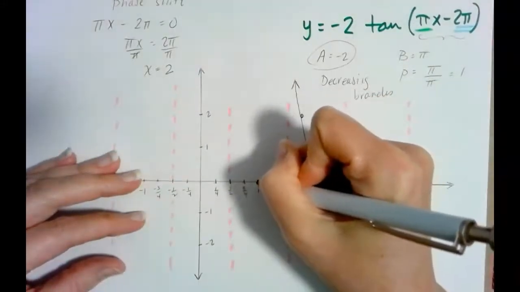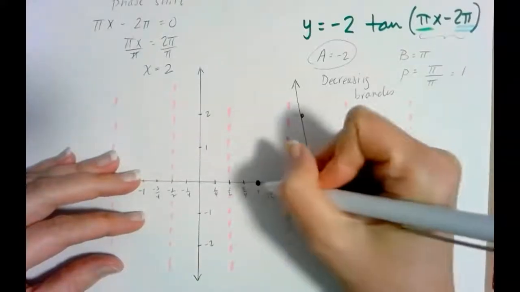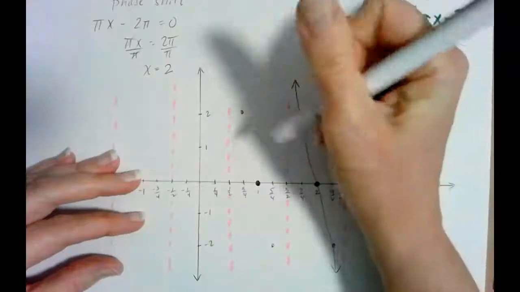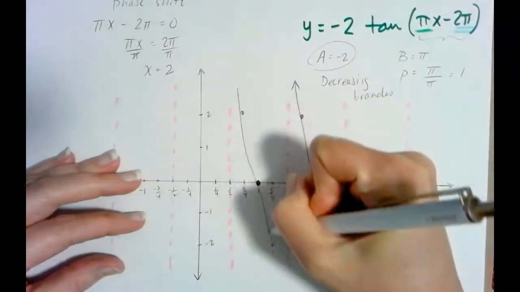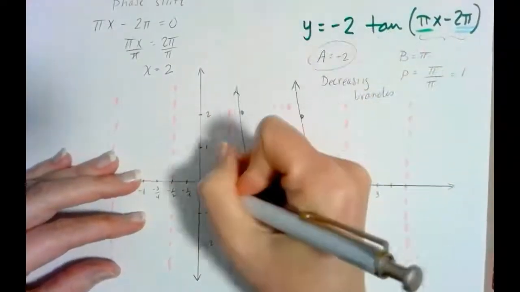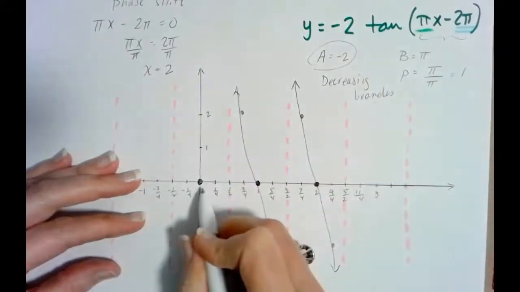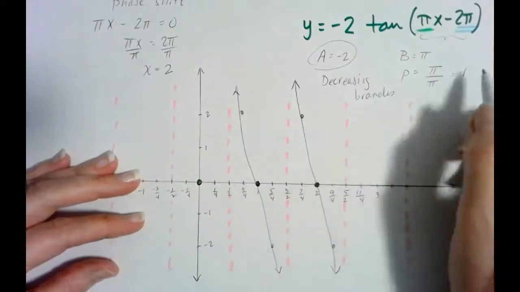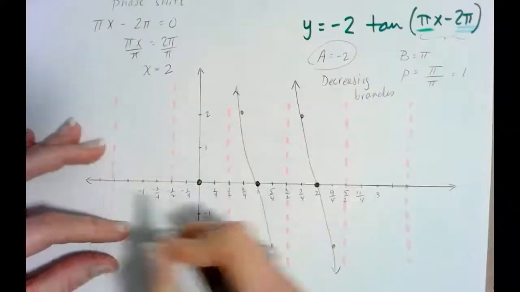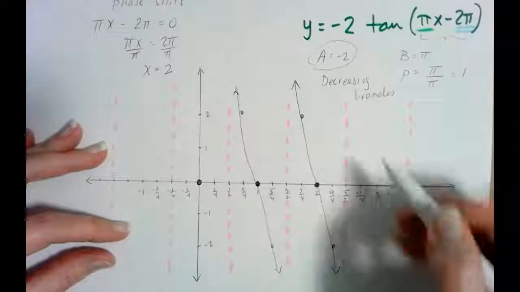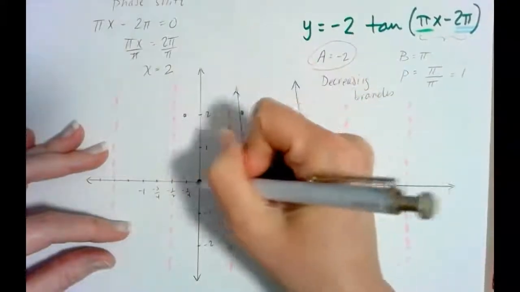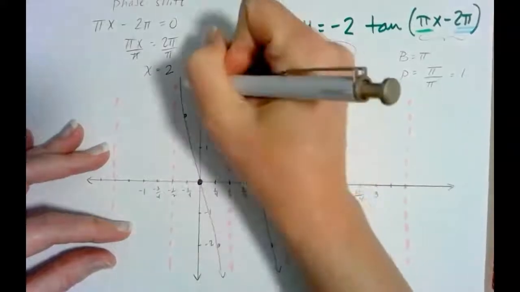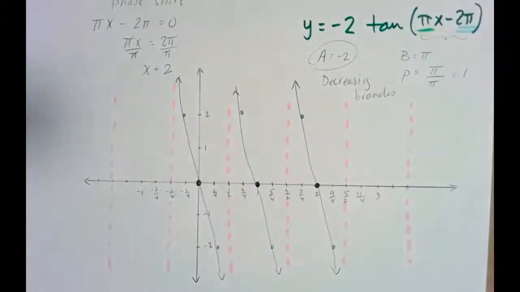So another x-intercept there at 1, and then up, and then over. Remember, decreasing branches because A is equal to -2. We'll do one more. And we see it even going through the origin here because we just moved it over 2 units and the period is equal to 1. So the only thing that's changed here are the units on the x-axis. So there are 3 full periods of our tangent graph.